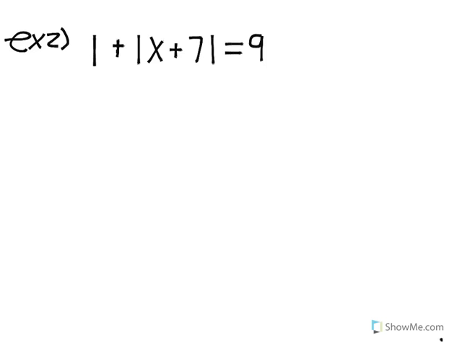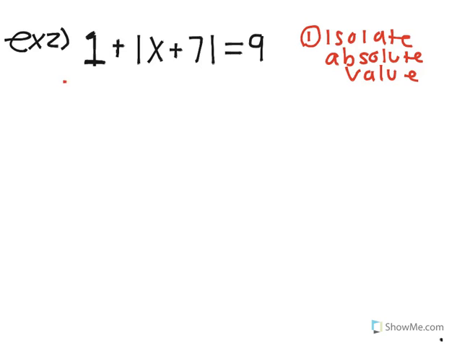Awesome. Now, here's our next example. We have 1 plus, let me make that look more like a 1. It kind of looks confusing. That's a 1 plus the absolute value of x plus 7 is equal to 9. So we're going to repeat our steps. Step 1 is isolate absolute value. So we're going to subtract 1 to both sides. So the absolute value of x plus 7 is equal to 8.